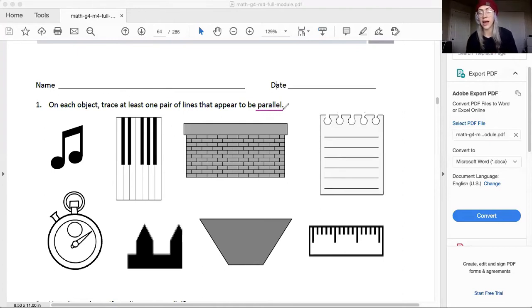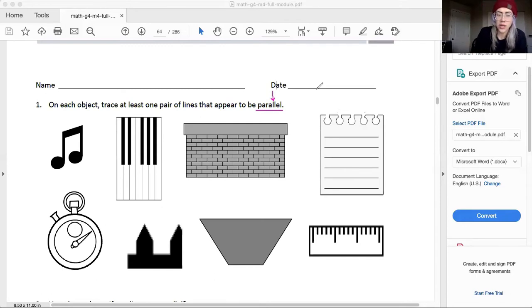P-A-R-A-L-L-E-L. There are 3 L's. The way I remember parallel is if you look at these 2 L's next to each other, they are parallel lines. They're line segments that are parallel. They never cross. So that's how I remember parallel. Has 2 L's in the middle, 1 L at the end, but just looking at the 2 L's in the middle, and they will never cross. So they are parallel lines.